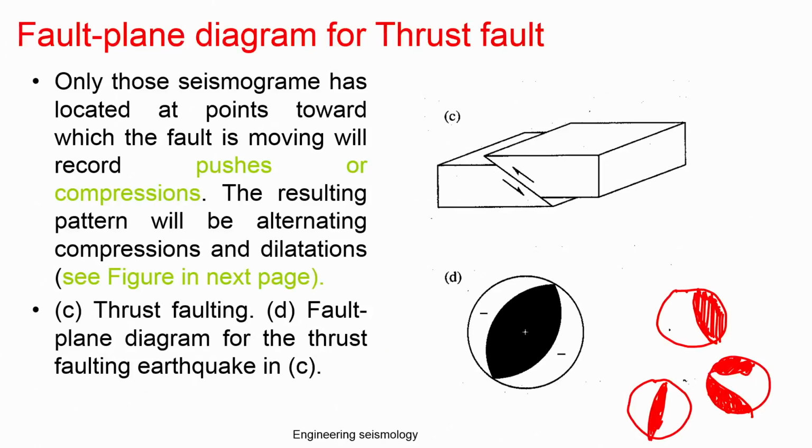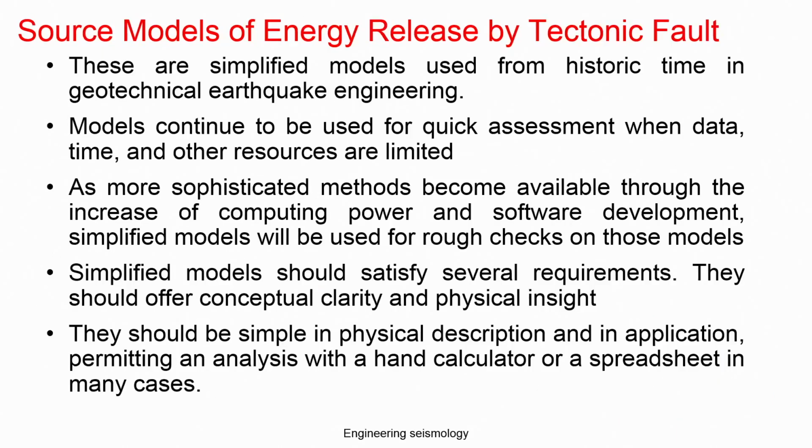After understanding the source mechanism concept, next we will go to a source model for the energy released by the tectonic plate. This is basically the simplest model, used to tell how the seismic energy varies with distance as a function of magnitude and distance. These are simplified models used historically, mostly in earthquake geotechnical engineering. People who deal with earthquake and geotechnical issues use these models, which continue to be used for quick assessment when data, time and other resources are limited.